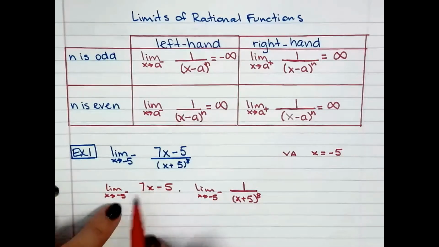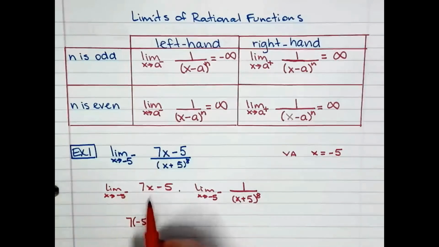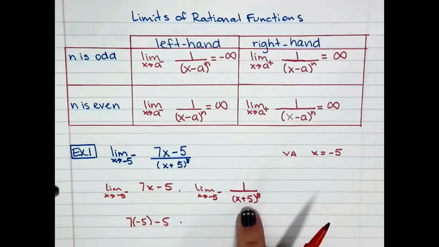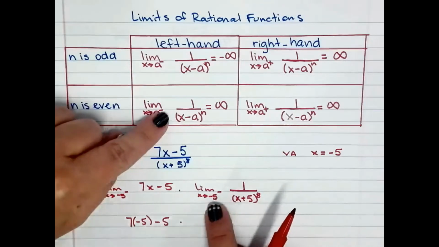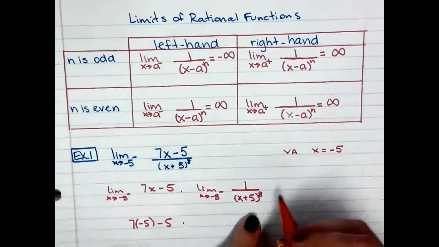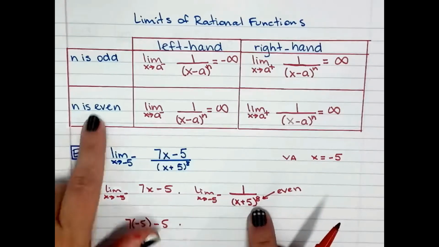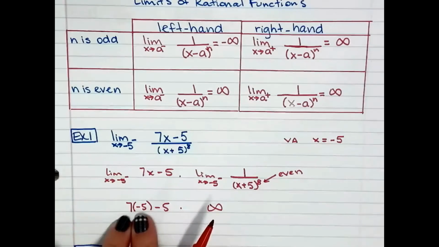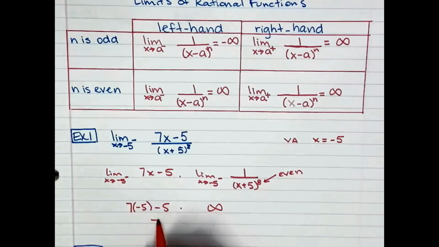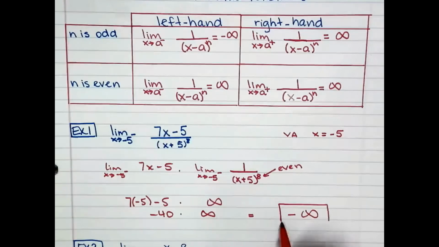Okay, so now at this point, I can just do direct substitution. So 7, replace x with -5. And then here, I have a left-hand limit, so I'm looking at this column right here, and it is an even exponent. So even exponent, voila, positive infinity. So right here I have -35 minus 5, that's -40, times positive infinity. Because the signs are different, your final answer is negative infinity.